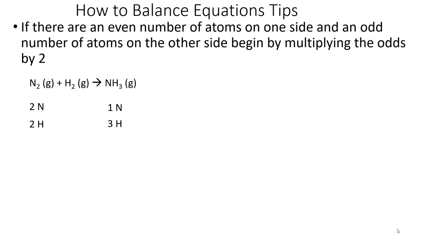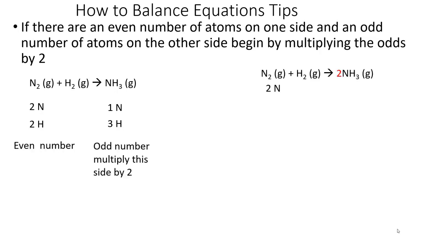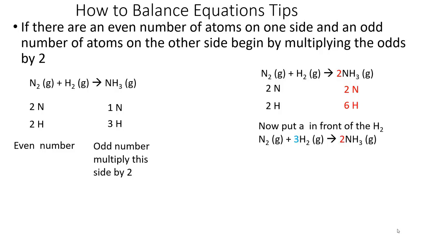For example, nitrogen reacts with hydrogen to form ammonia, NH3. We have an odd number of hydrogen and nitrogen on the product side. So we'll put a 2 in front of the ammonia. That gives us 2 nitrogens on both sides of the equation and 6 hydrogens on the product side. Now, if we put a 3 in front of the hydrogen on the reactant side, that gives us 6 hydrogens on the product side and the reactant side.